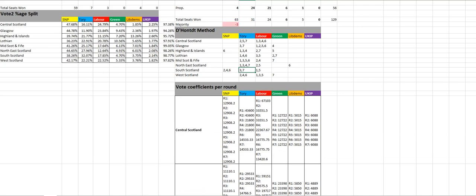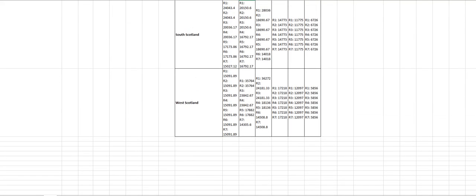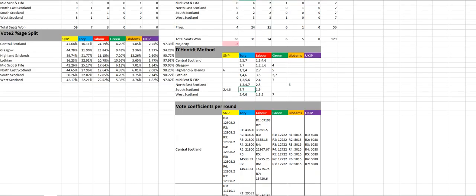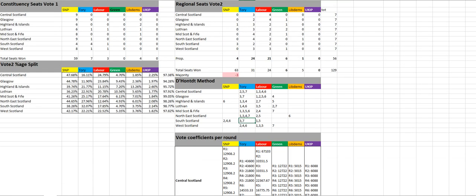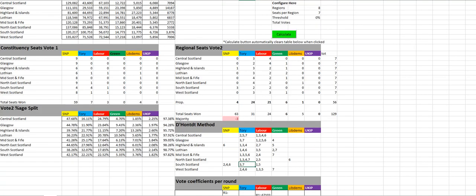If you have a look at the south of Scotland quickly in the d'Hondt system, sorry, I'm just jumping about here, it's all based on the maths I said before. So looking at the SNP, they won 4 seats in the south of Scotland.